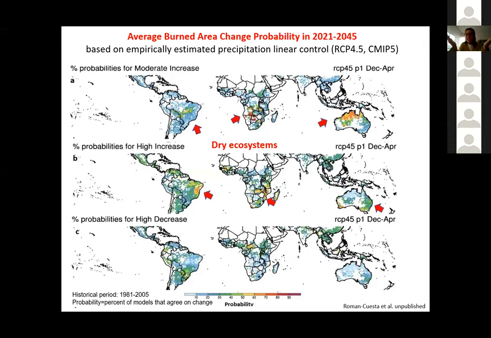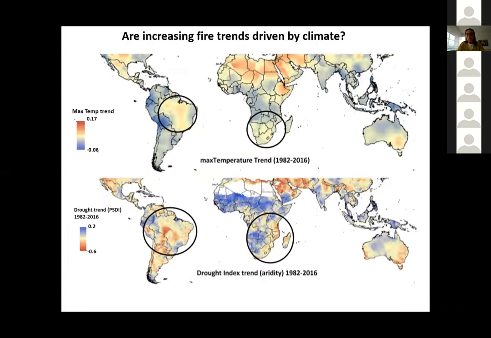And what we see again, indicated by the arrows, are the dry ecosystems, the ones that are projected to be suffering from more intense burn areas in the future. We wanted to know which part of this activity was climate related and which part was human related, even though, as I said before, these two are very much intertwined.